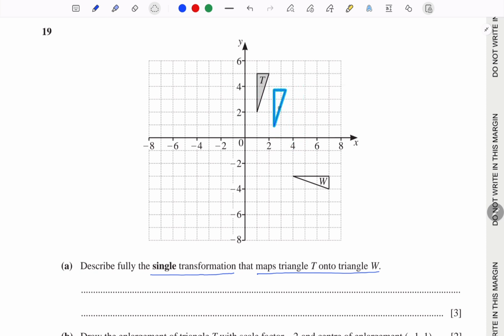We have to rotate this triangle clockwise 90 degrees, and if we do that, triangle T will become triangle W. So what we need to do is rotate triangle T 90 degrees clockwise.